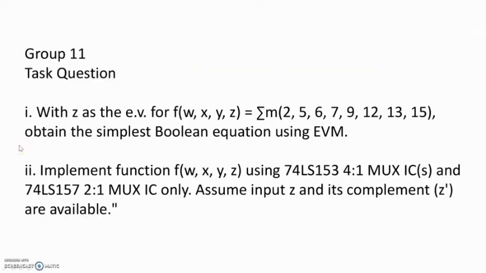In this task, we are required to obtain the simplest Boolean equation using the EVM method, with z as the entered variable for this function. We also need to implement the function using 4 to 1 and 2 to 1 multiplexers only. In this video, Choong will explain question 1 while Lim Ruei Wen will continue with question 2.